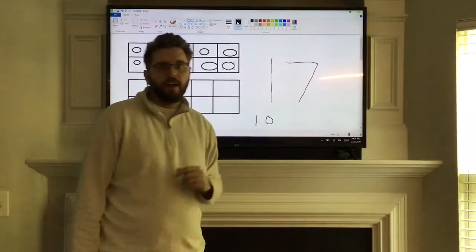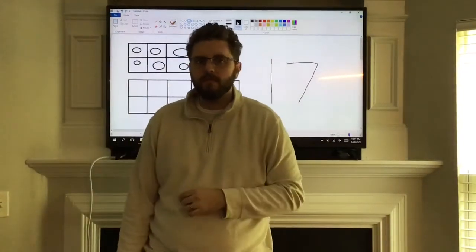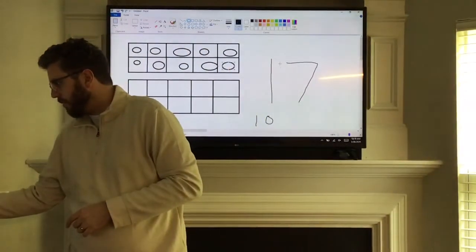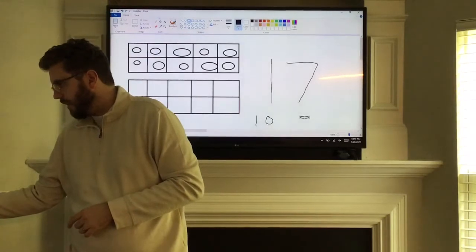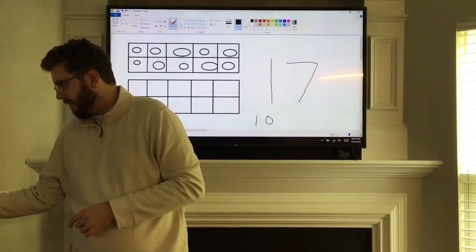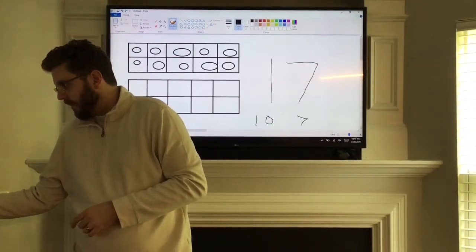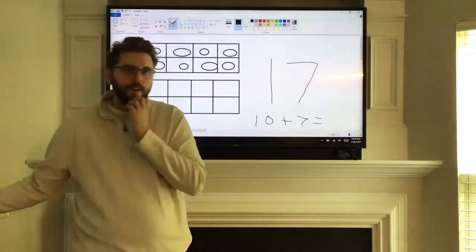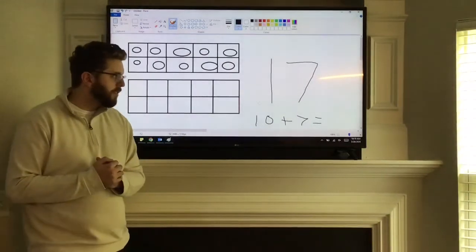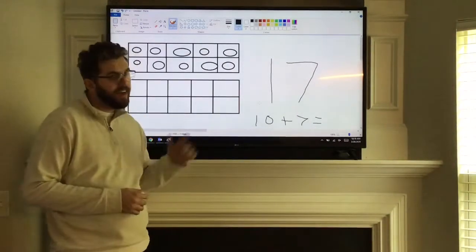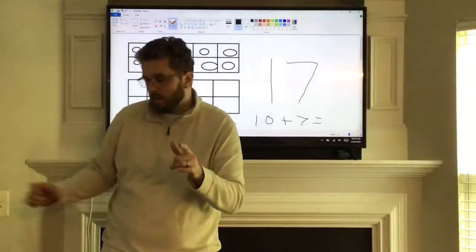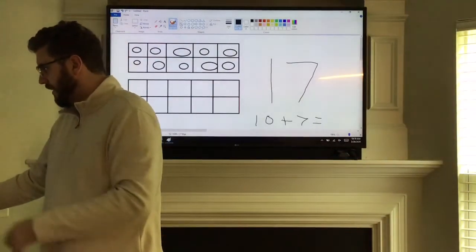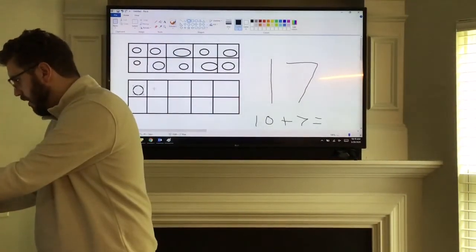And now how many 1s do we have? 7, very good. So we're going to draw 7. And then we're going to put our plus sign in and our equal sign. And then what do I need to do? I need to fill in my 10 frame with how many? 7, very good. So let's do it.